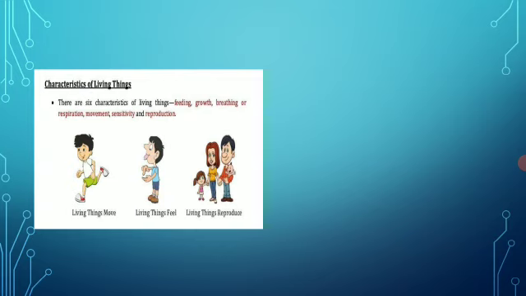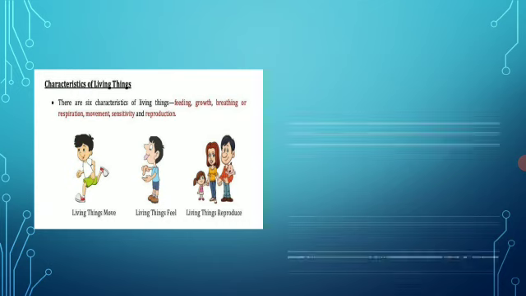As you can see in the picture, living things move, a boy is running. The next shows that living things feel, and the third picture shows that living things reproduce. It's a picture of a family.